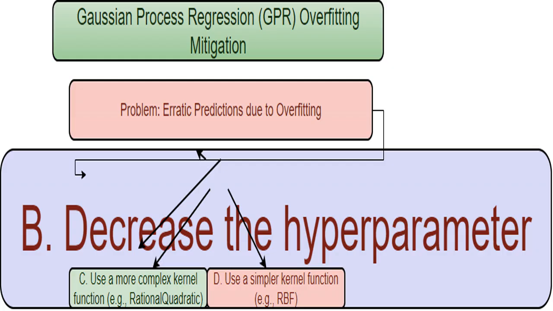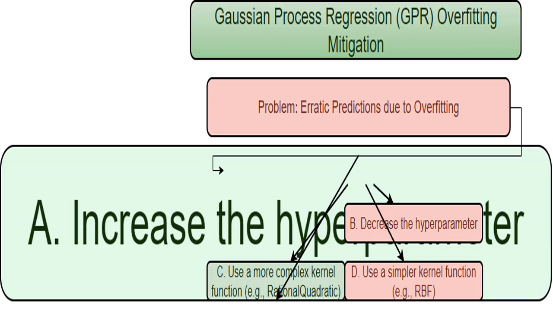The kernel function helps the model decide how similar different data points are. A simpler kernel, like the radial basis function RBF kernel, keeps things straightforward. It reduces the model's flexibility, preventing it from getting too caught up in the small details and overfitting the training data. Simpler means less prone to overfitting and more robust predictions.